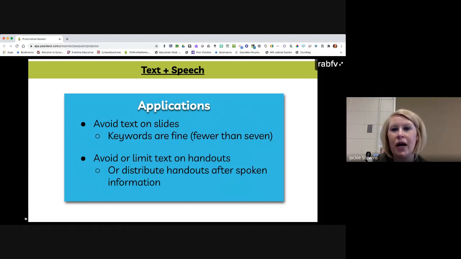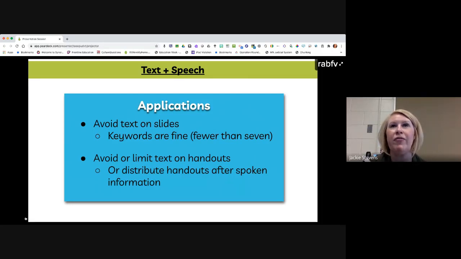Put some keywords on there. The suggestion is fewer than 7, but to just avoid a lot of text. Same thing, avoid or limit text on handouts, or distribute the handouts after you have said what you need to say. So you don't have people reading at the same time as you're speaking, which I realize is exactly what's happening right now, but just go with it. But it helps a lot.